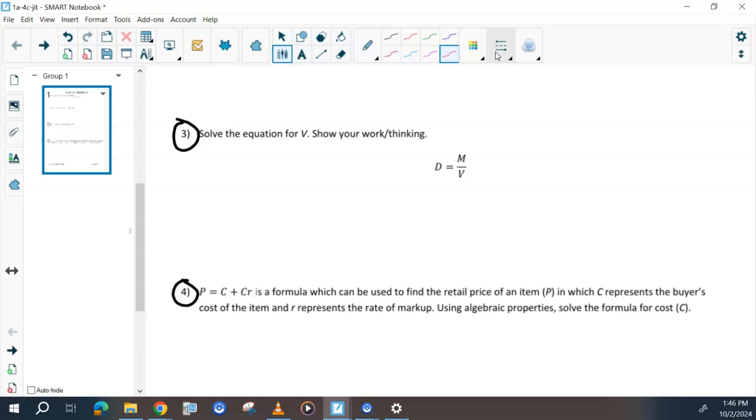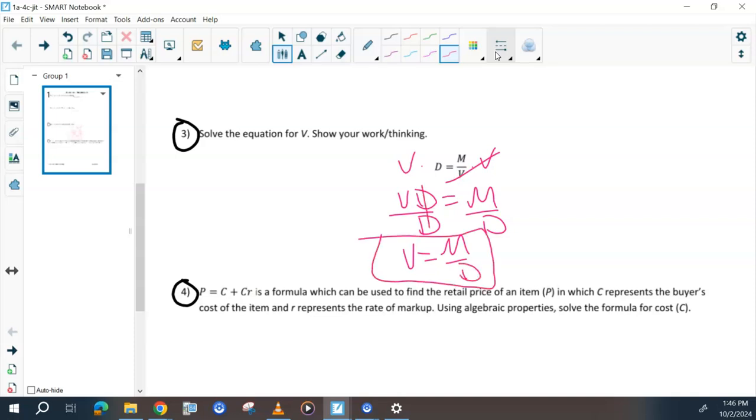Okay, so for number 3, to solve this for b, we would multiply both sides by b to get n by itself right now, and then divide both sides by b. Questions there?